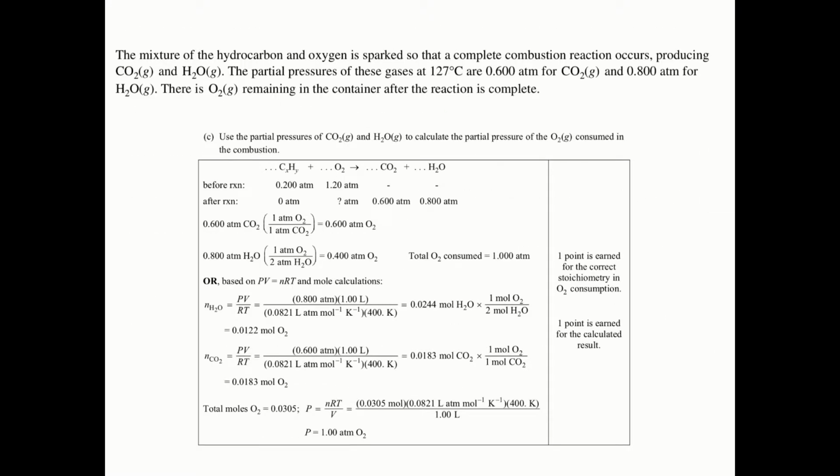So for C, here's where it gets hard. So for C, it says the mixture of the hydrocarbon and oxygen is sparked so that a complete combustion reaction occurs, producing carbon dioxide and water. The partial pressures of these gases are 0.6 for carbon dioxide and 0.8 for water. There is oxygen remaining in the container after the reaction is complete. So I start off with 0.2 atmospheres of my hydrocarbon and 1.2 of oxygen. After the reaction has occurred, I have 0.6 of carbon dioxide and 0.8 of water, which lets me know, because I have leftover oxygen, I know that all of the hydrocarbon is going to be used up.